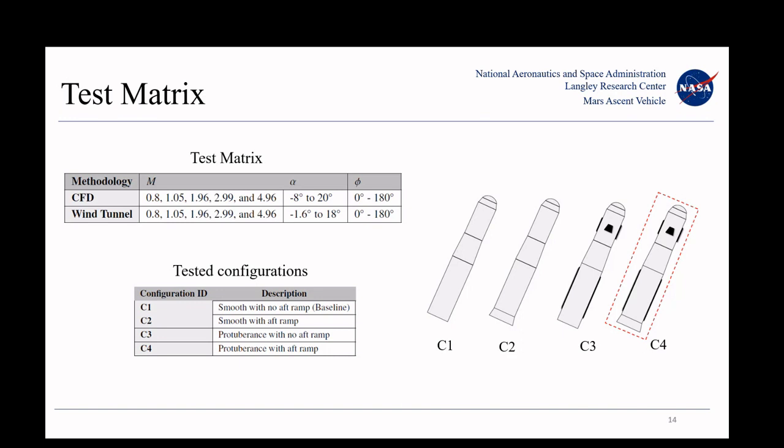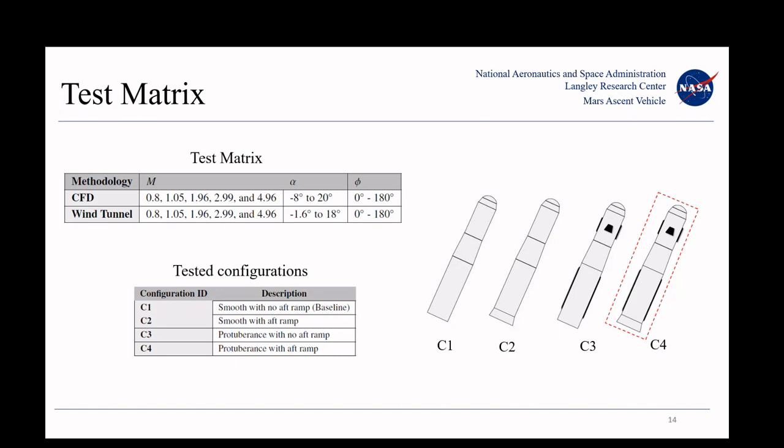So we are rotating the vehicle at different phi angles, 45, 90, 180, and so on, just to investigate the effect of clock angles or roll angles on the flow. 4 different types of configurations have been tested. The baseline is just a slender body, no ramp. So you can see we can add ramps and we can add protuberances.